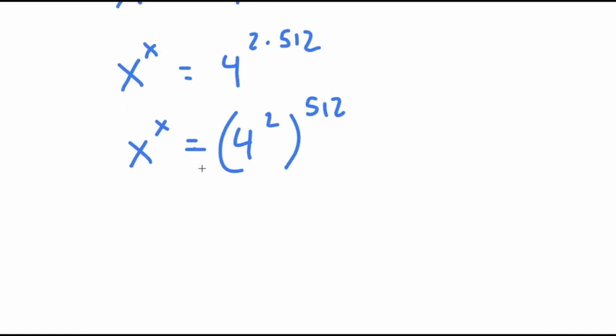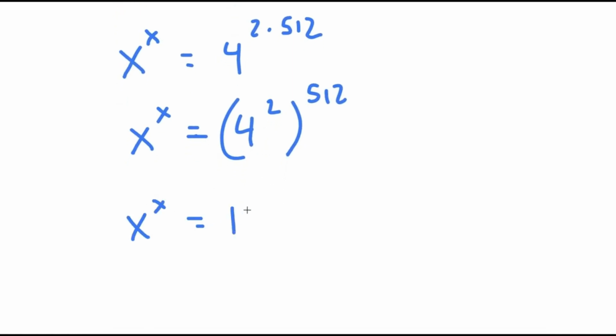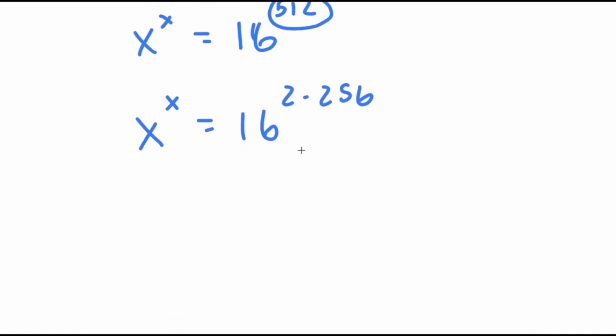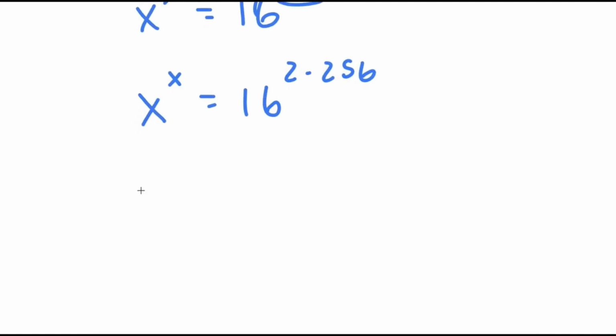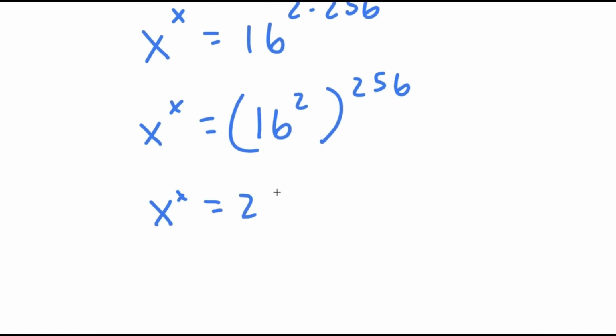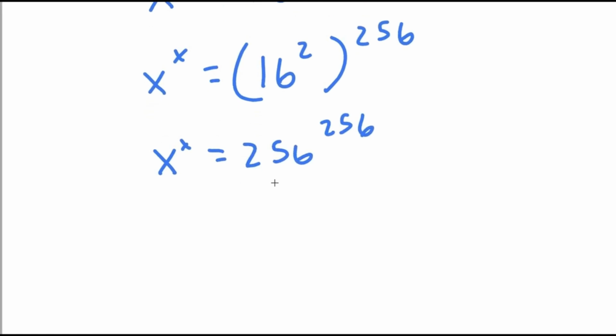4 to the power of 2 is 16. So I have x to the power of x is equal to 16 to the power of 512. Now 512 I can rewrite as 256 times 2. So I have x to the power of x is equal to 16 to the power of 2 times 256. Now this, I'm going to do the same thing again. So I have 16 to the power of 2 to the power of 256. And 16 to the power of 2, that's equal to 256. So now I have x to the power of x is equal to 256 to the power of 256.